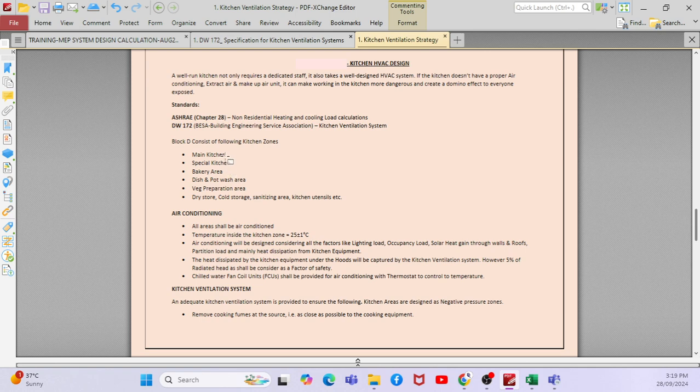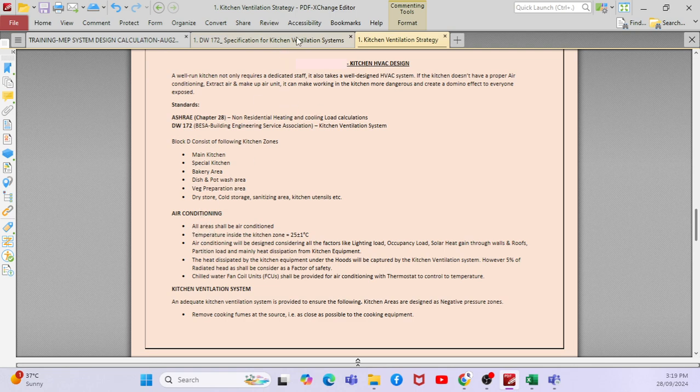You can see the main kitchen, where they do the main cooking activities, then the special kitchen, where they do the special kitchen activities, then the bakery area, then the dishwash area, something like that. Most projects have these sub-rooms. Now if you go through DW 172, all areas shall be air conditioned.